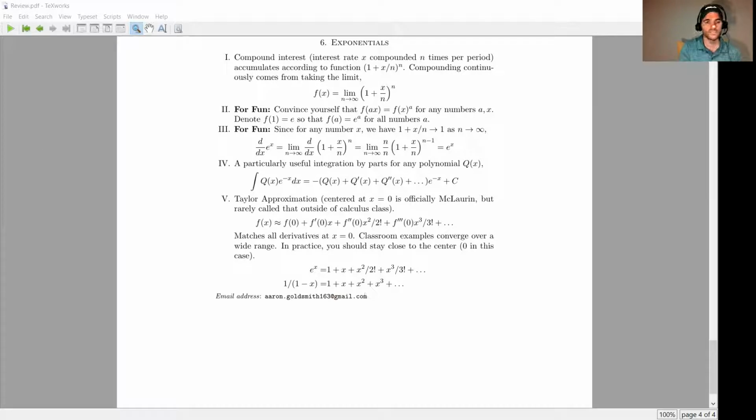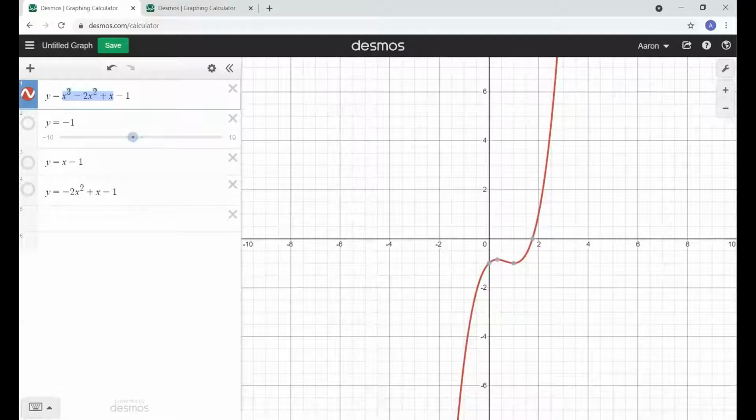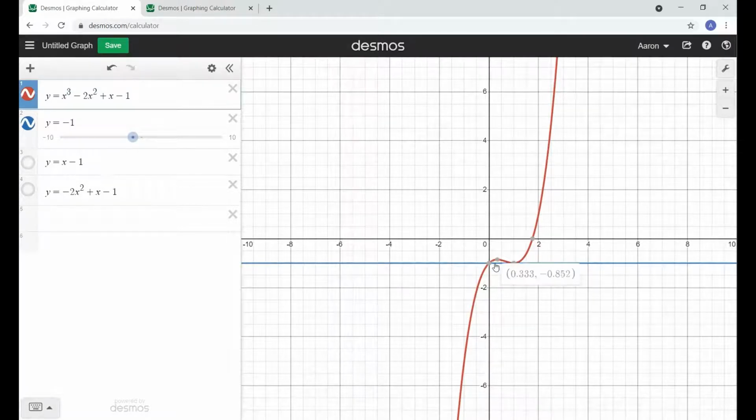Let's do some examples in Desmos. Here we have a couple of functions that we're going to find the Taylor approximations for. This first one is x cubed minus 2x squared plus x minus 1. And these are all going to be centered around x equals 0. So the first thing you do is plug in x equals 0. All this stuff vanishes, and we're left with minus 1 as the first Taylor approximation.